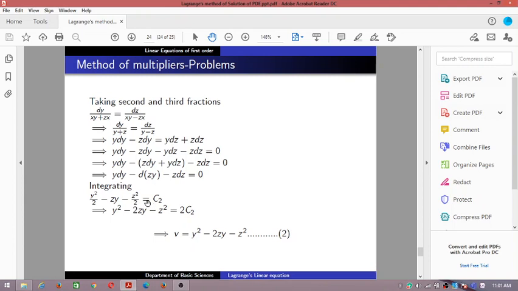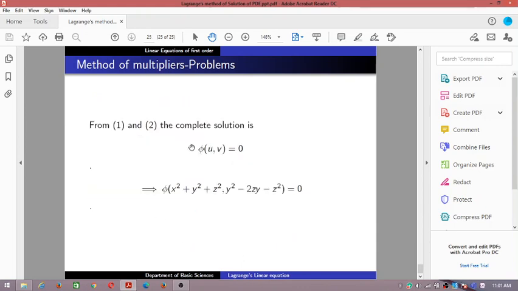Now we can integrate. Integral of y dy is y square by 2, minus the integral of the derivative of zy. Derivative and integral are complementary to each other. Therefore, the integral is going to be zy, minus the integral of z dz, which is z square by 2, equal to another arbitrary constant, say c2. Now we multiply throughout by 2. We get y square minus 2zy minus z square equal to 2c2. That is, the second function v is given by y square minus 2zy minus z square.